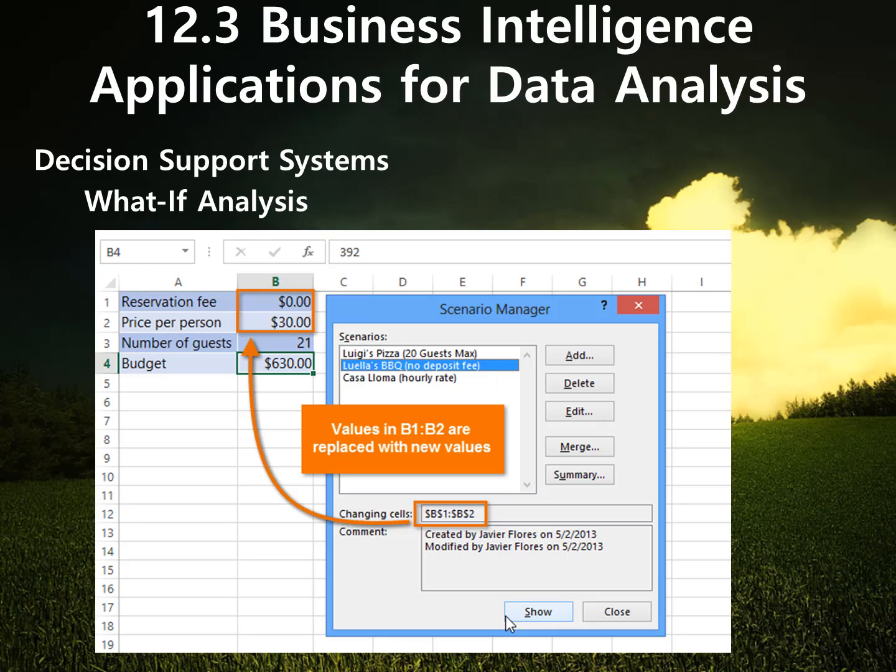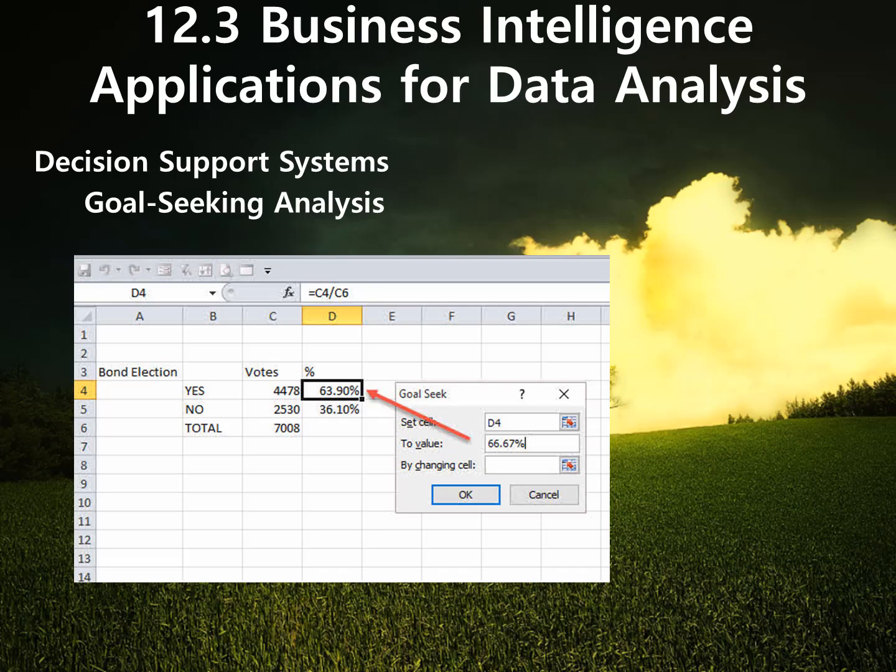Another decision support tool is the what-if analysis. If you are trying to figure out the impact of a 2 versus 4% inflation rate on your profit, that is a what-if analysis. So a what-if analysis allows the user to change inputs to see the impact on a calculated result. Another approach is goal-seeking analysis.